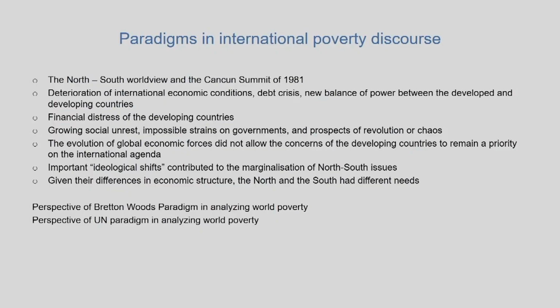So what happened in the 1980s was that there was a new balance of power that developed between the developed and the developing countries. There was a deterioration of international economic conditions, debt crisis intensified, financial distress in the developing countries intensified, which gave rise to a lot of social unrest, and there was a lot of strain on governments of developing countries, and there was prospects of revolution or chaos as well.